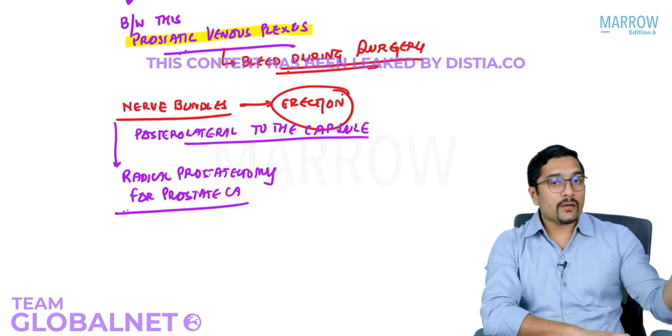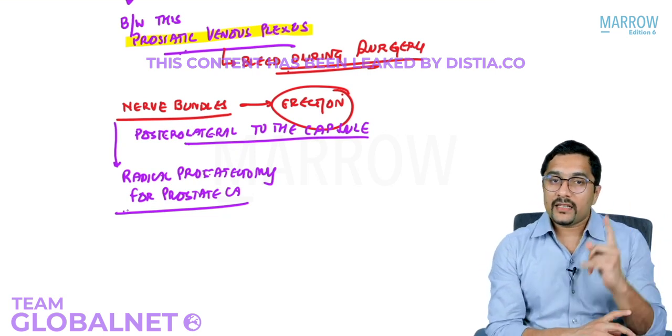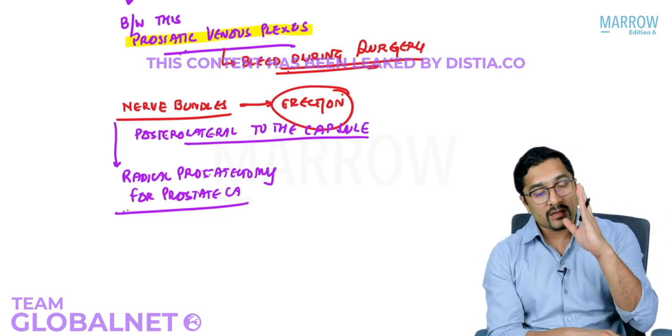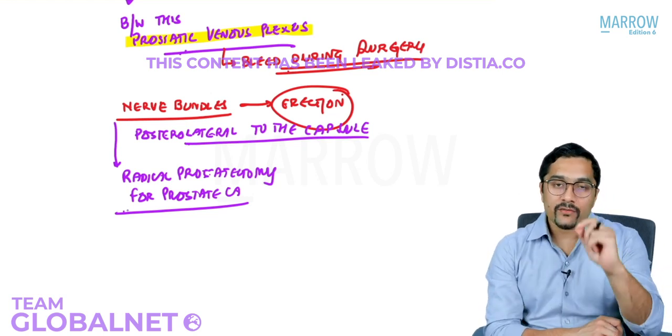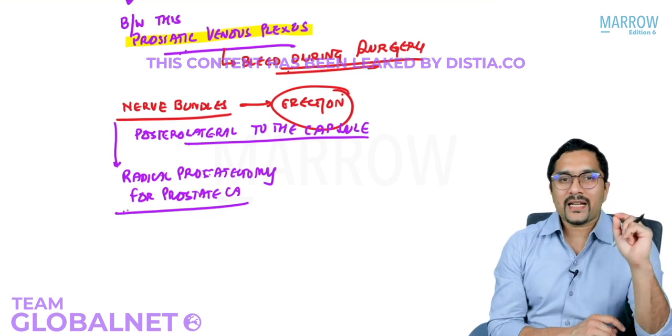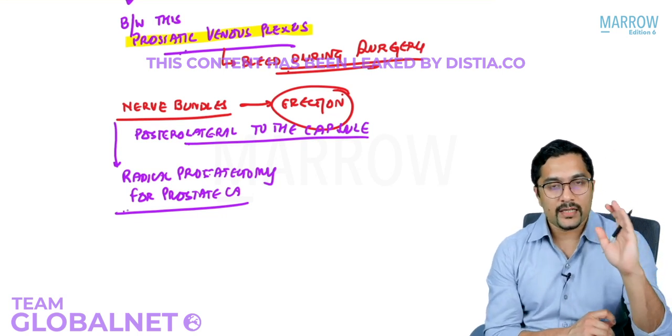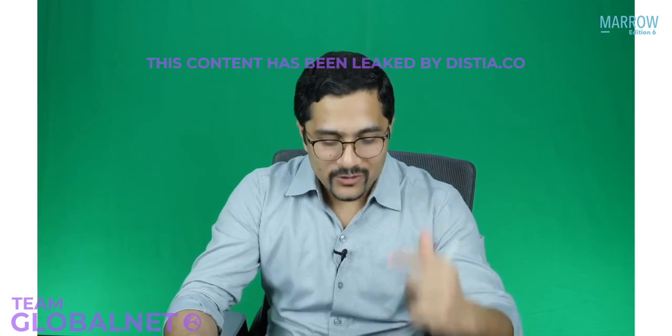That is why when I talk about radical prostatectomy, I will tell you that these days we are doing the nerve-preserving radical prostatectomy. So we try to save this neurovascular bundle so that patients don't suffer from erectile dysfunction. Now, two more things in the anatomy and then we move on to the actual conditions.